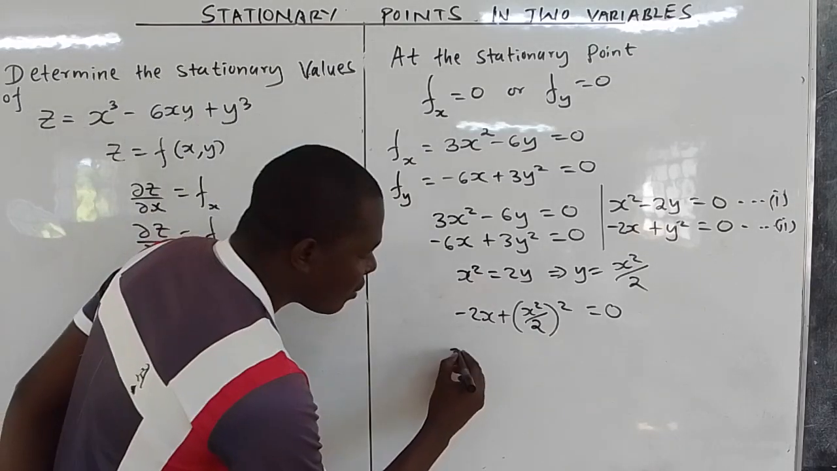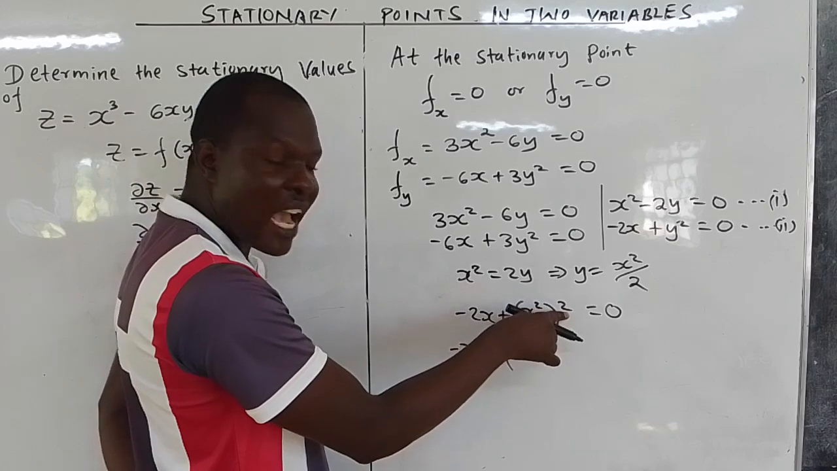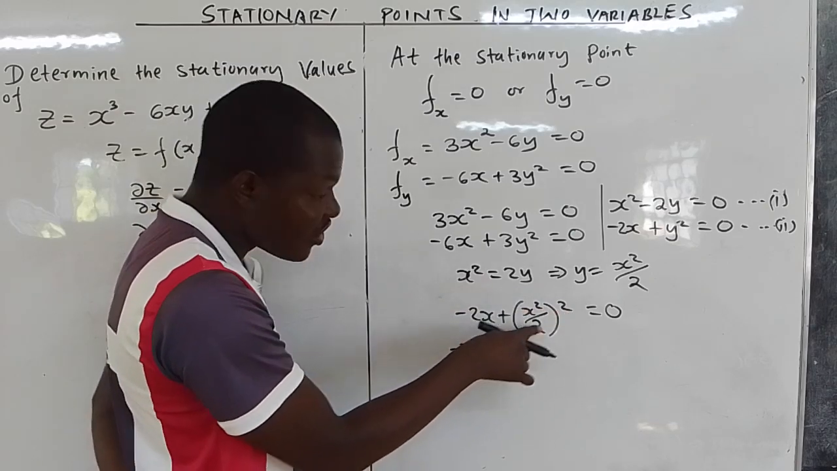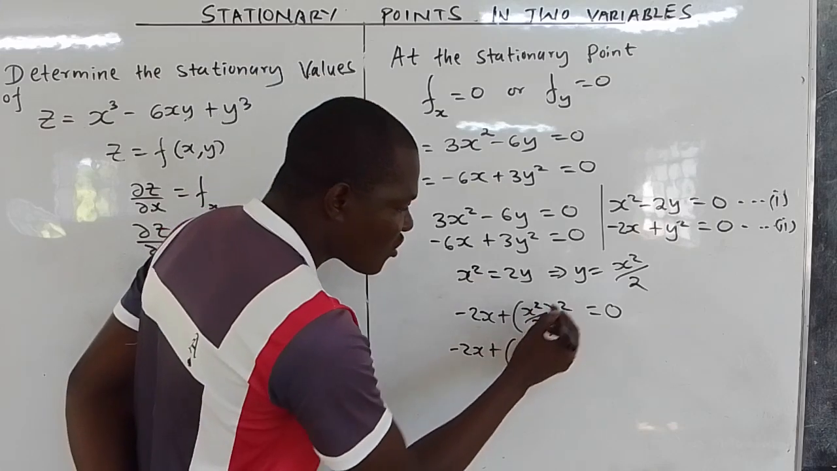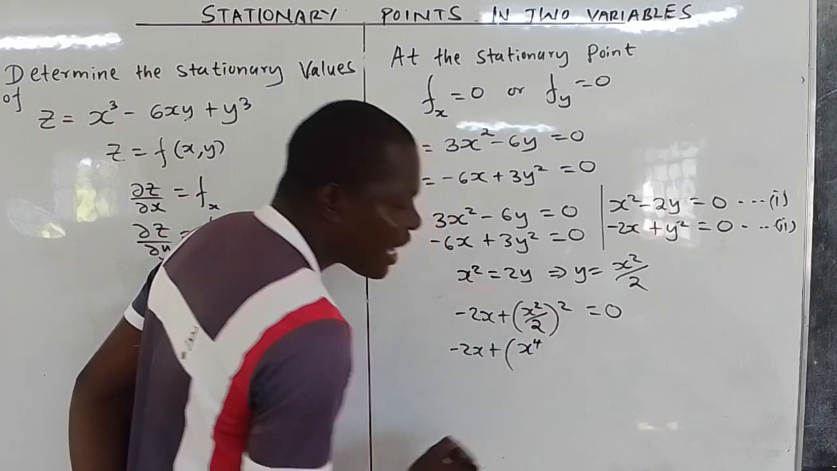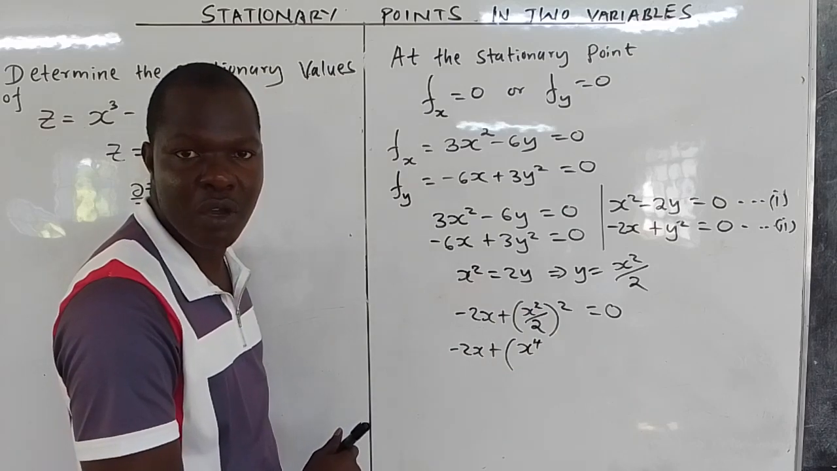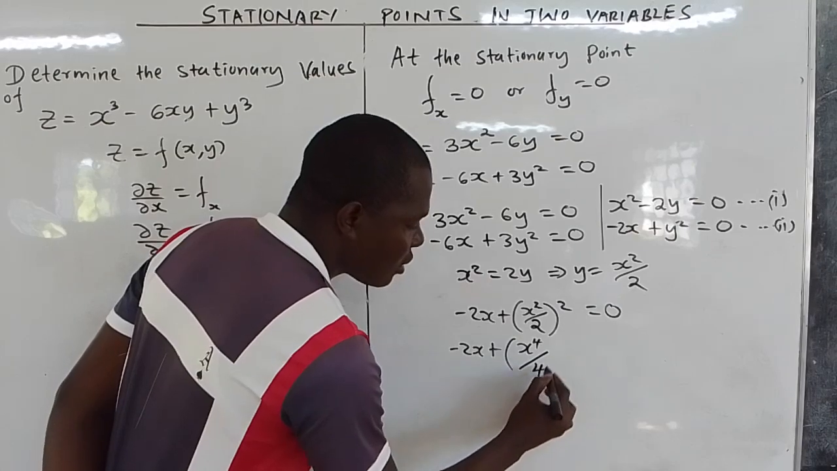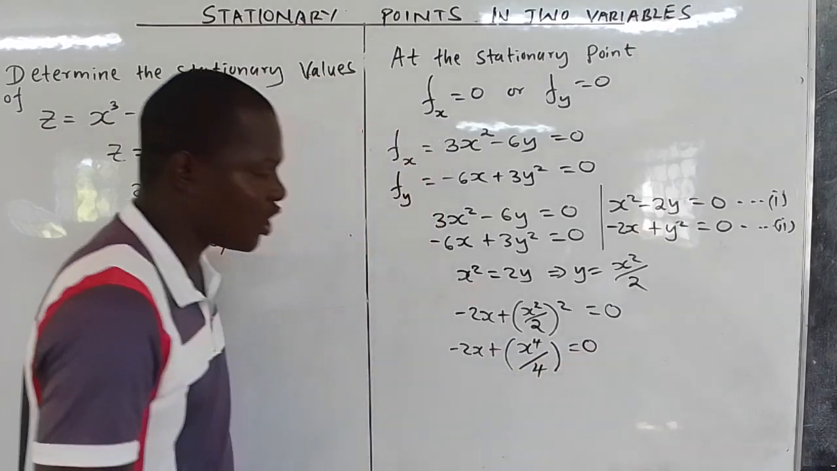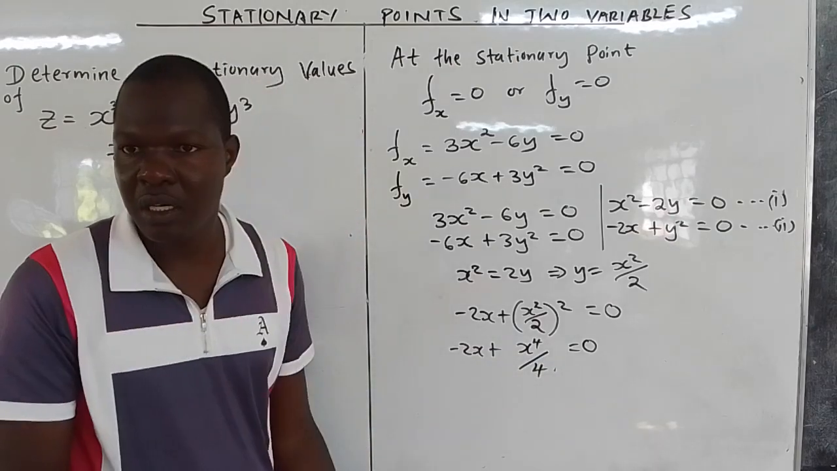So minus 2x plus, meaning this square outside squares everything inside the bracket, because we only have division inside. So x squared squared, what do you get? x to power 4. A power outside multiplies the power inside, laws of indices. Are we together? That is x to power 4 over 2 squared is equal to 0. So if you open that bracket, you get that.